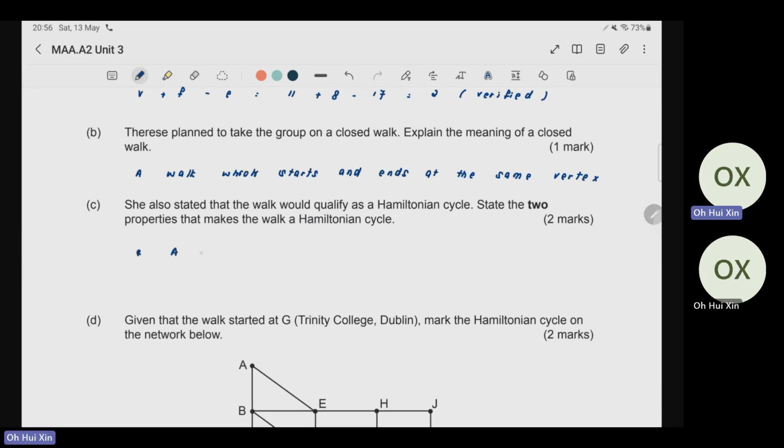Okay, so a walk. Sorry for that, I don't know what happened to my pen today.